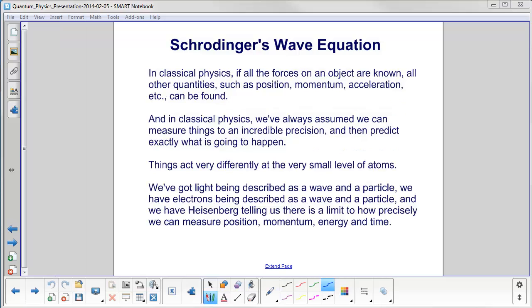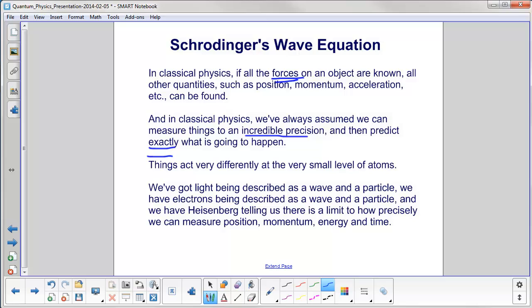In classical physics, or Newtonian physics, if all the forces on an object, that's the key, all the forces on an object are known, you can find everything else, such as position, momentum, acceleration, etc. They can all be found using the kinematics equations, the dynamics equations. We've also assumed we can measure things to an incredible precision and then predict exactly what is going to happen, again, based on the equations that were just mentioned.